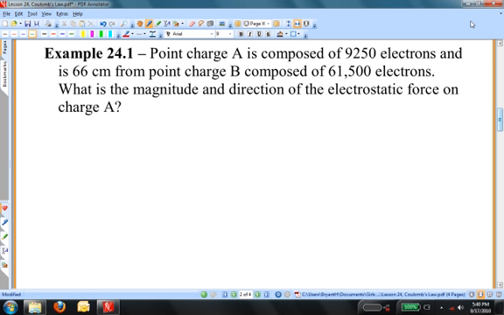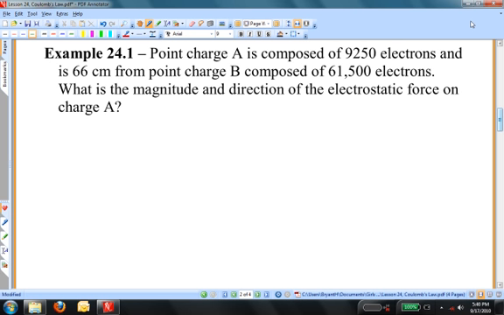Well, first of all, let's recognize that when we say a point charge, all of the excess charge is concentrated at a point. That's an idealization, but that's one that you're going to make in all of these problems that you do. Let's also recognize that when we say it's composed of 9,250 electrons, we mean that it has that many extra electrons more than it has protons.